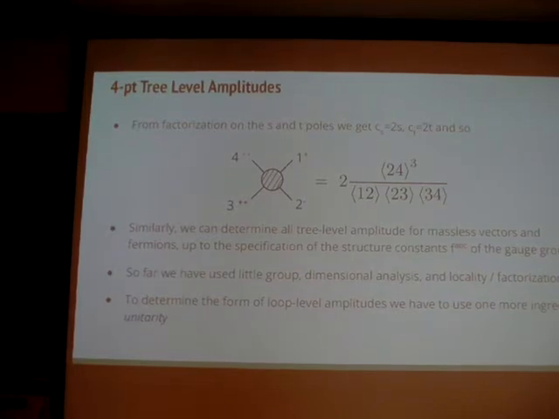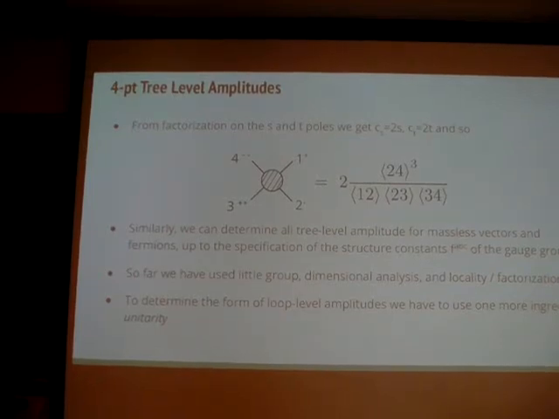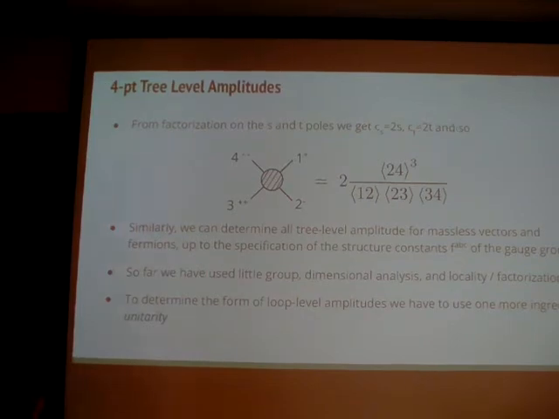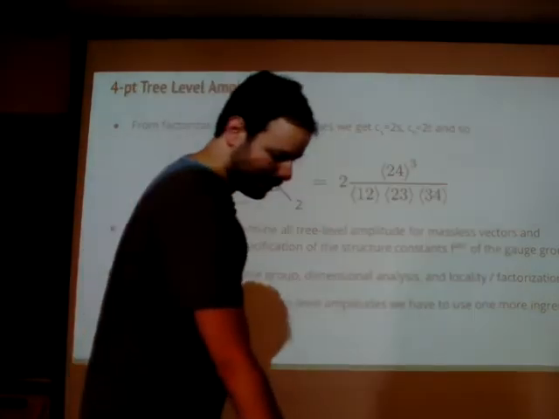In this way, we can evaluate all our tree-level diagrams, tree-level amplitudes. And we use little group, dimensional analysis, and locality. To go to one loop, we will need unitarity as well. So why are we going to one loop? Well, because we know that a triangle diagram is one loop, and we're hunting for anomalies, so the anomaly will probably rear its ugly head at one loop.